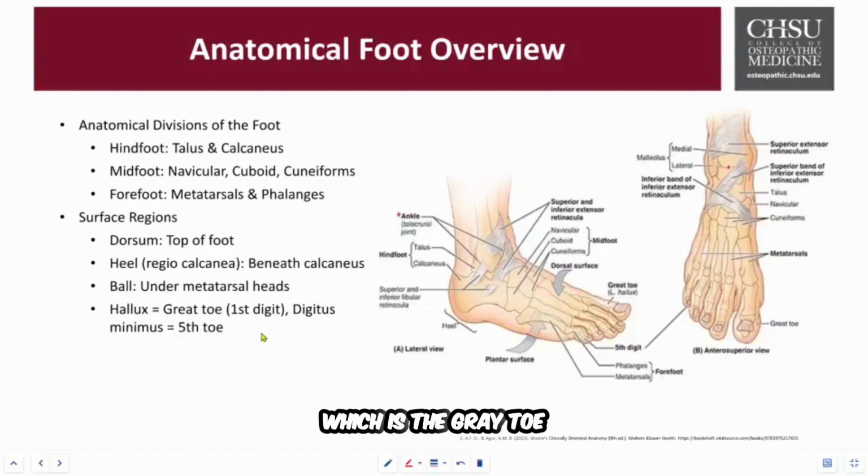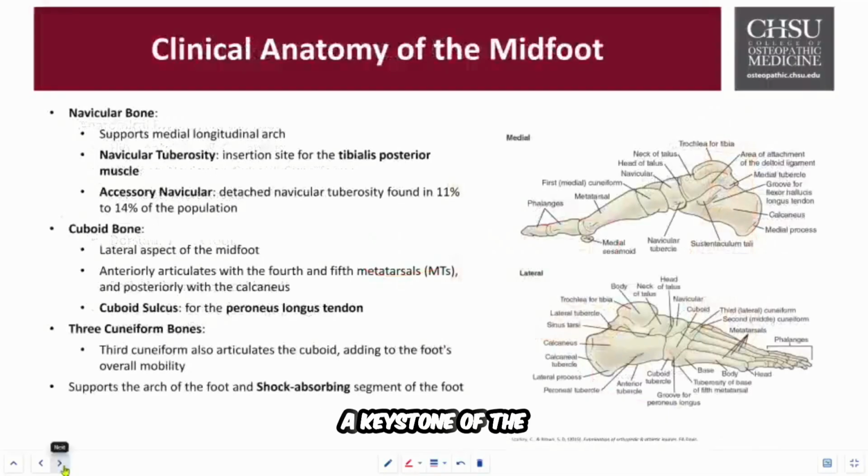Anatomically, the hallux, which is the great toe, and understanding these zones can help you understand pain, deformities, as well as nerve injuries. The digiti minimi is the small toe on the lateral side. Over here you can see the view of the bones in the midfoot, the hindfoot, and the forefoot. The navicular bone is a keystone of the medial longitudinal arch. It articulates with the talus posteriorly, and the cuneiforms on the anterior side.